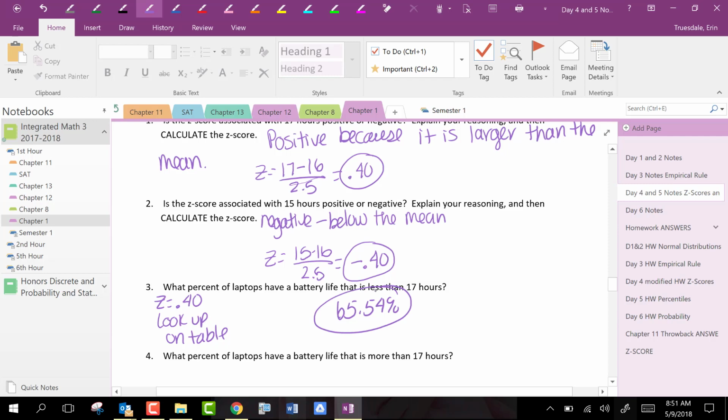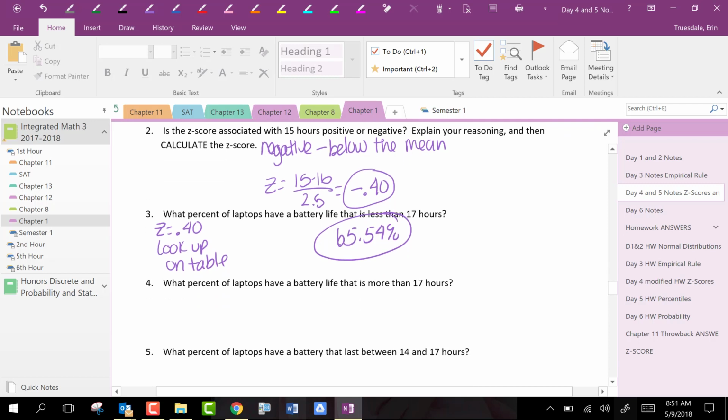Did you get 65.54%? Yes? If you are not getting this, you need to tell us now because you're going to get everything wrong in the whole chapter if you don't know how to look it up on the chart. So it's probably something minor that we can help you with. Okay, why don't you guys do this one? Look up negative 0.40 in the table.